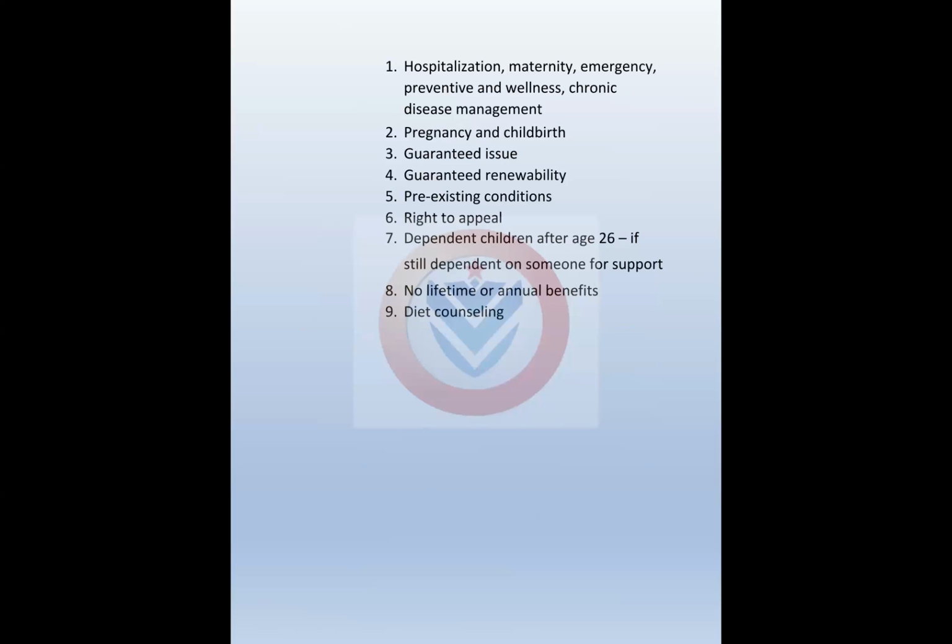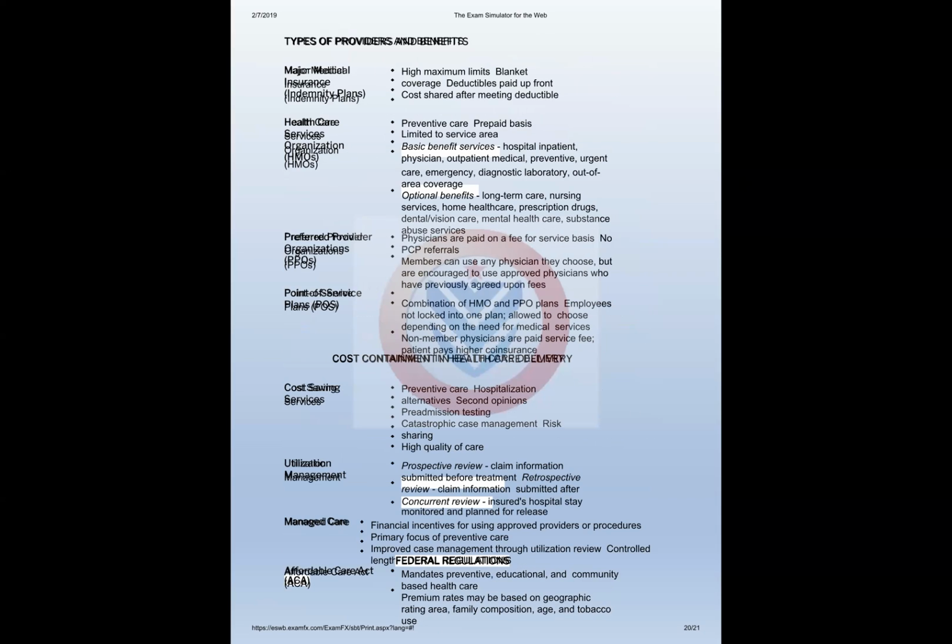We know the dependent child age limit is 26. We know they have no lifetime or annual benefits anymore. Remember, they're unlimited on their coverage. And then one thing that might be important that you don't know is that diet counseling is a part of the Affordable Care Act. So that's going to do it for this chapter.